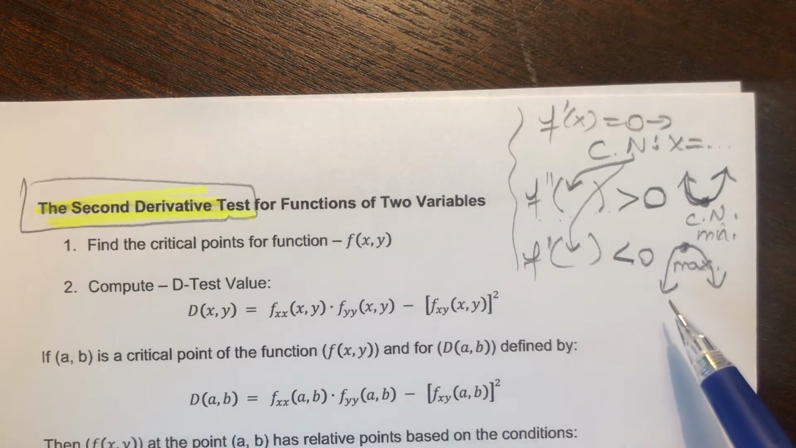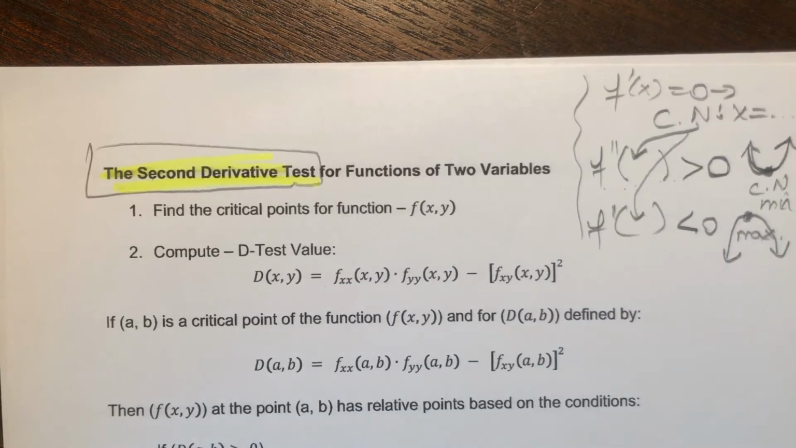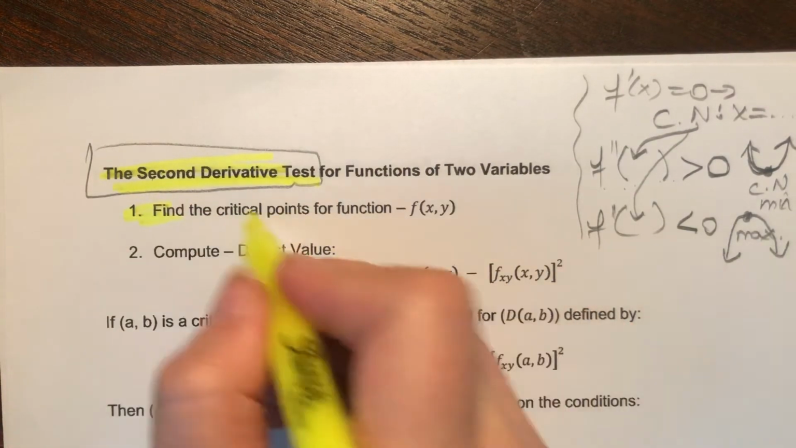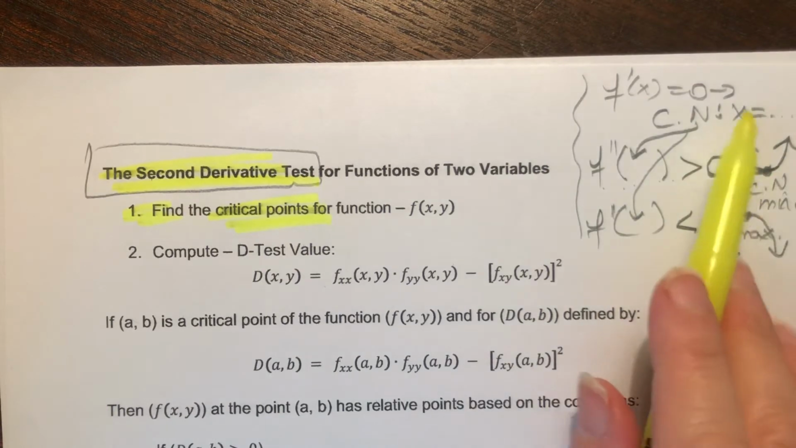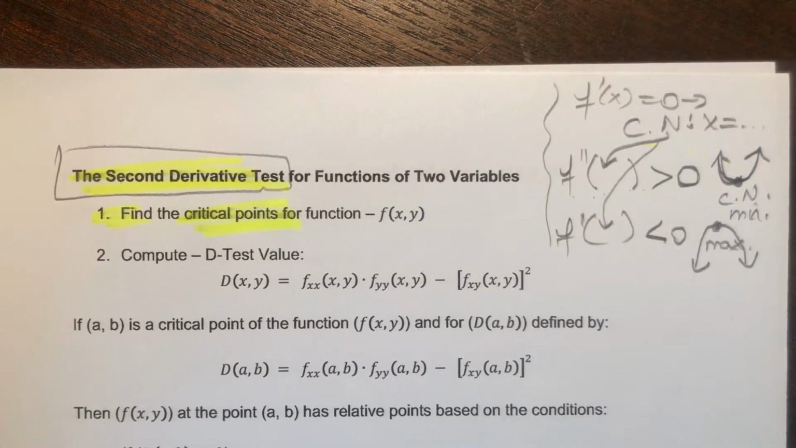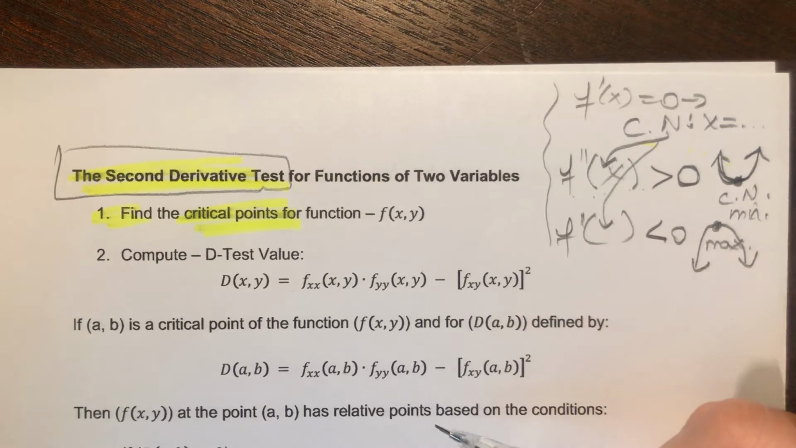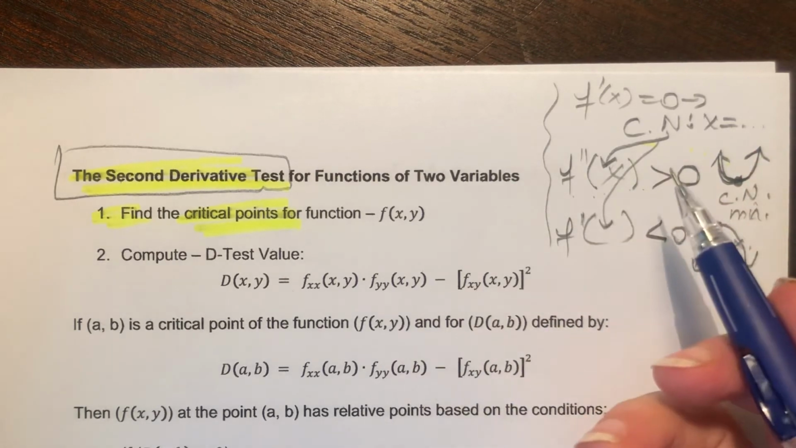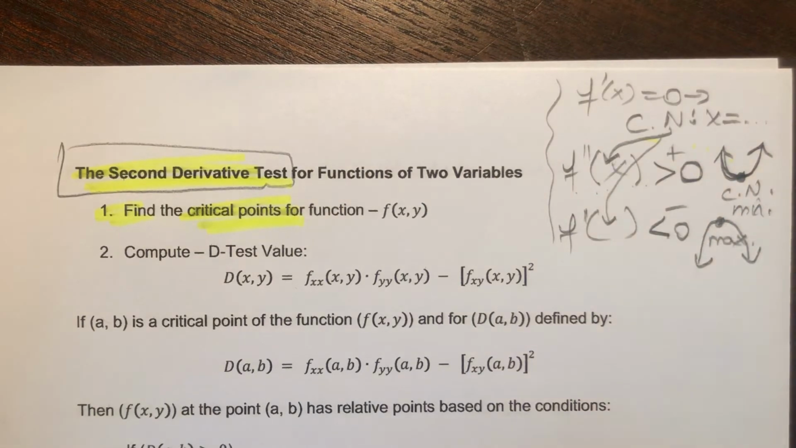So the same idea is going to happen here. The first step definitely is the same as before: find the critical points, those critical numbers for the function. Once you have them, you have to plug them into the second derivative. The problem is, if you had a function of one variable only, how many second derivatives did you have? One. All you had to do is plug it into that one function and see if it's positive or negative. That's all you had to do.